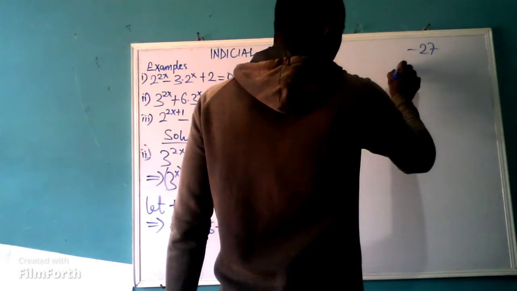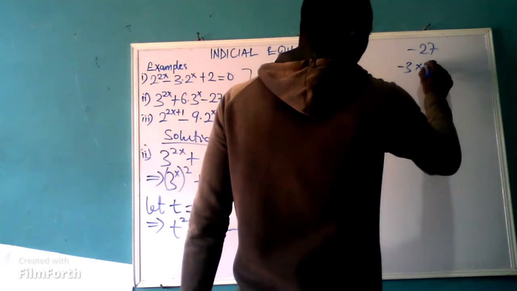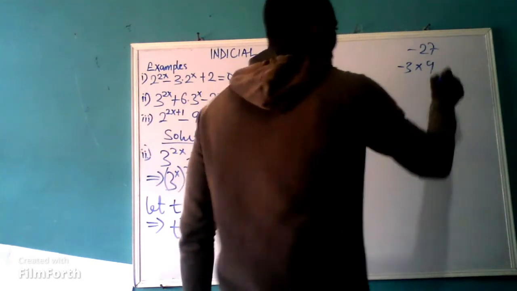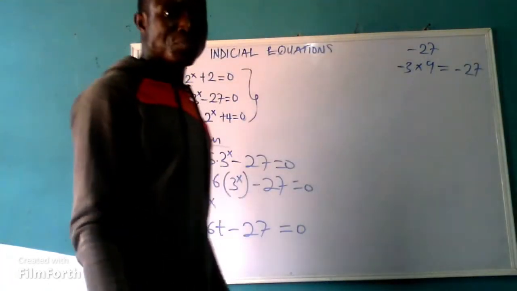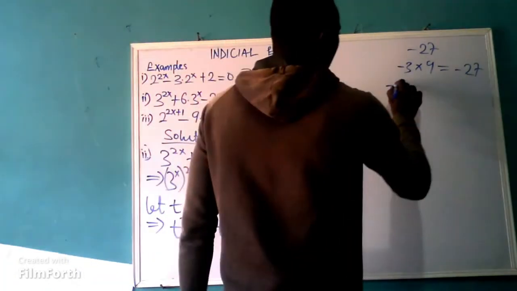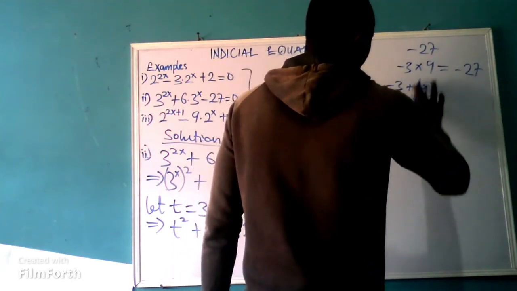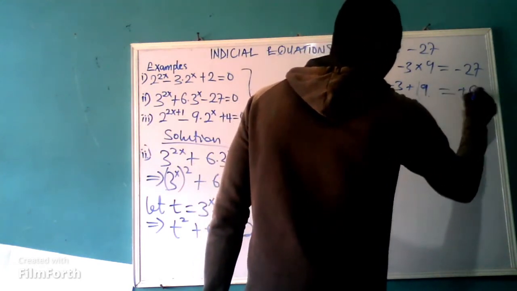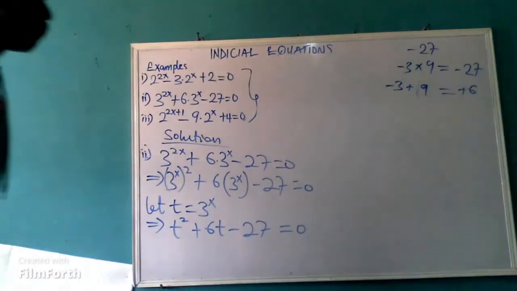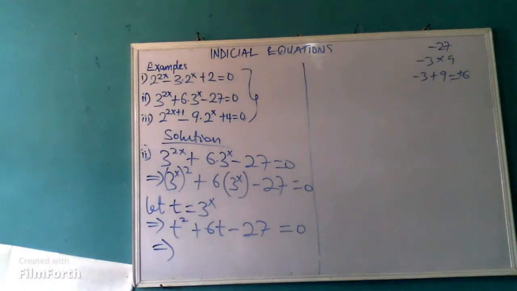Don't forget that negative 3 multiplied by positive 9 will give you negative 27. And at the same time, negative 3 plus positive 9 will give you positive 6. So therefore, negative 3 and positive 9 are the factors we are looking for.